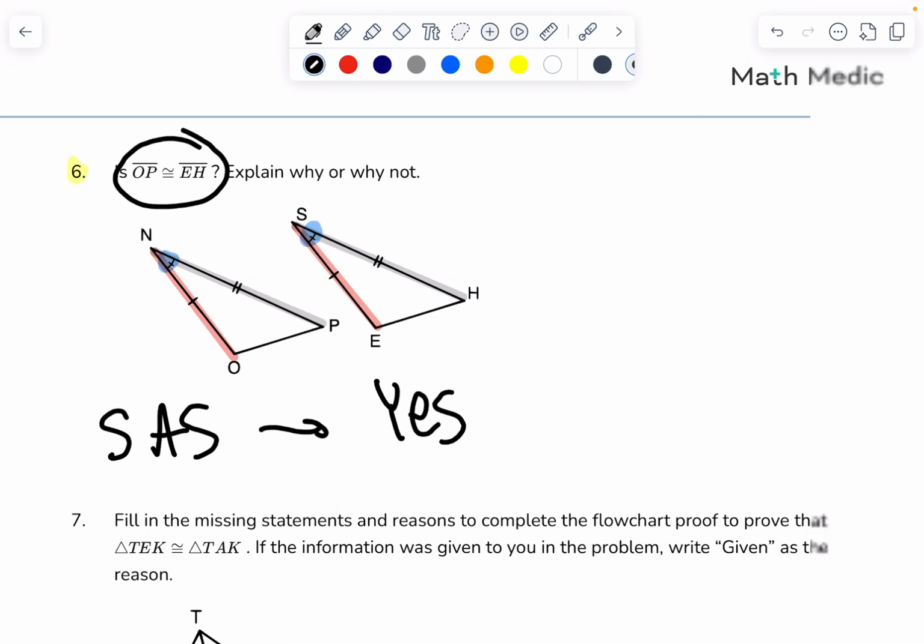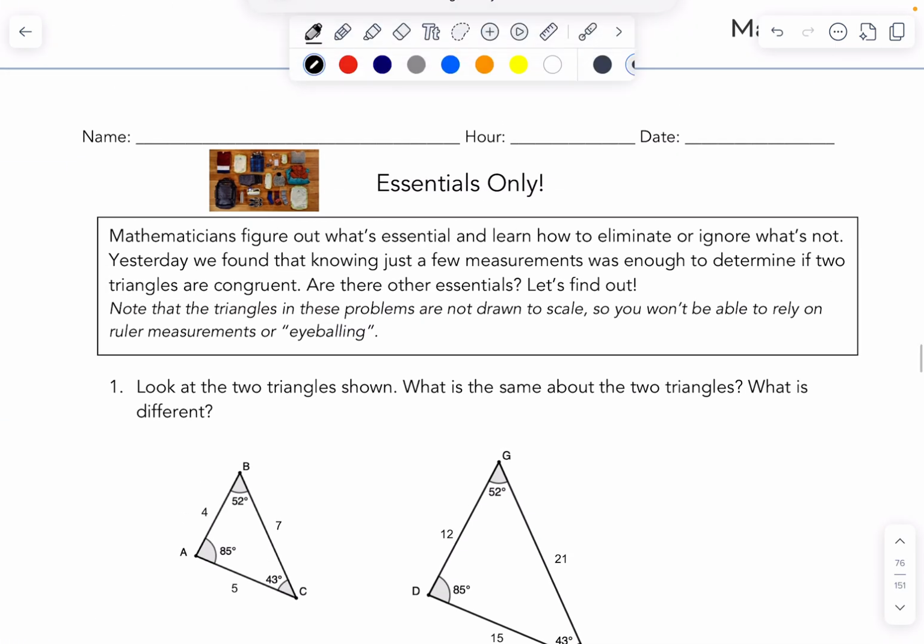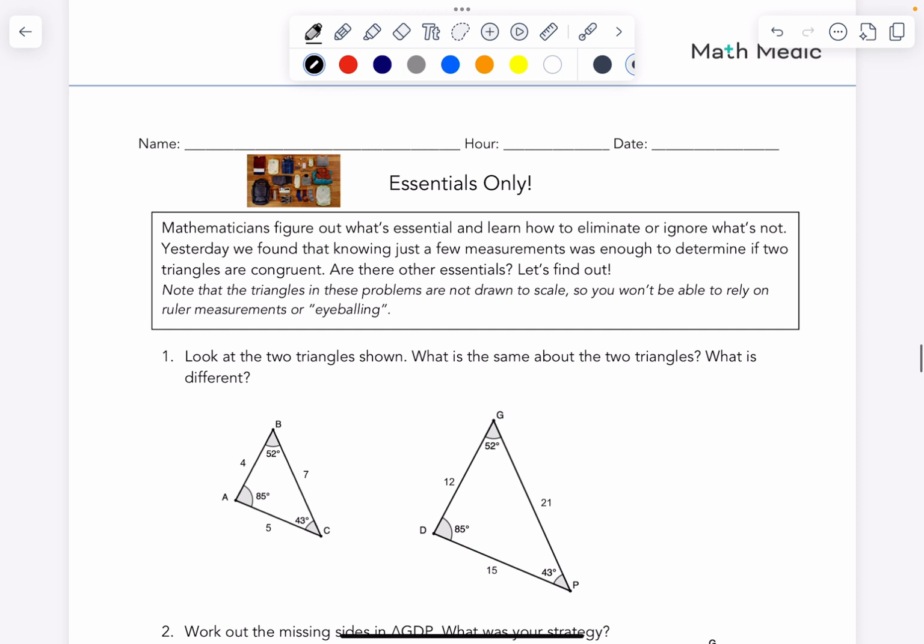Good work. All right. Now, if you need to take a moment, you can take a moment and compose yourself, take a breather, take about 1 or 2 minutes, pause the video, and come back.